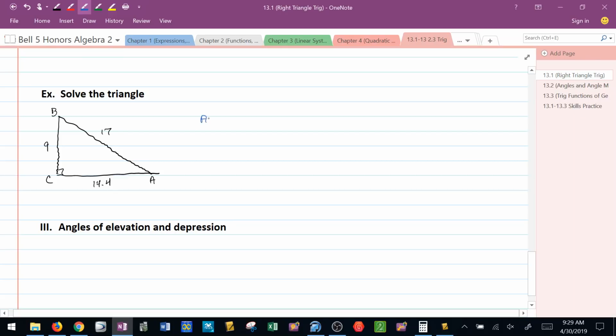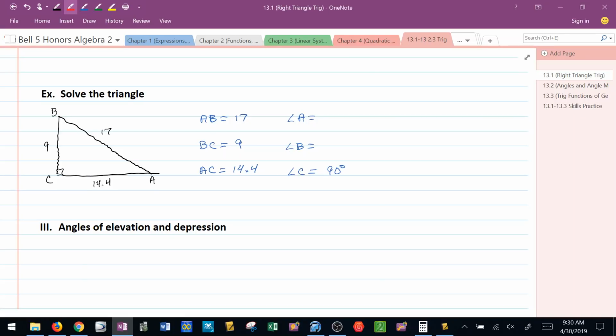So I'm going to say AB is 17. I know that BC is 9. And I know that AC is 14.4. All right, from those sides, I know I need to find angle A, angle B, and angle C. Well, I already know that angle C is 90 degrees.